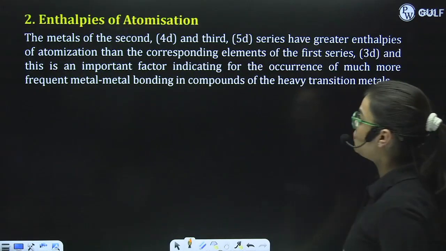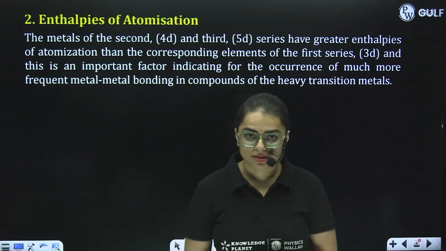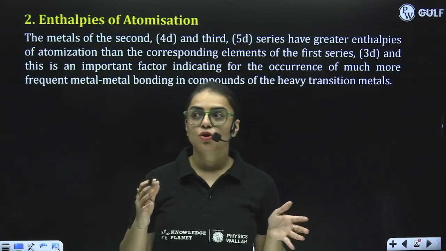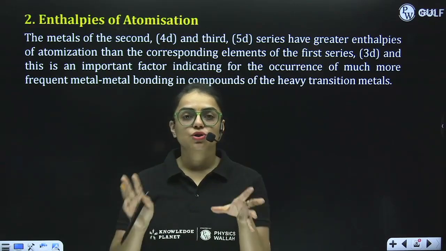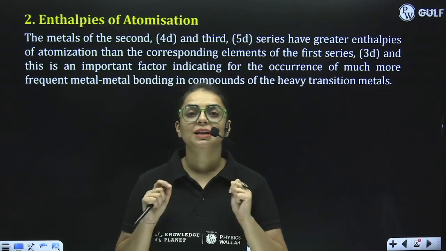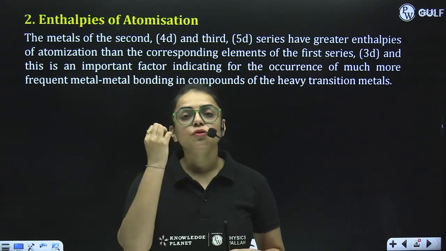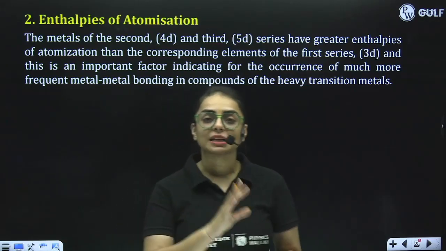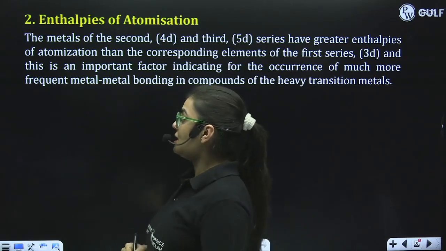Okay, let's see the next part now. Now comes enthalpy of atomization. What is enthalpy of atomization? We very well know that all the elements, due to the presence of unpaired electrons, will participate in metallic bonding. Consider a structure in which each and every atom shows metallic bonding with the others. The amount of energy, the heat required to break the metallic bond between two atoms, is the enthalpy of atomization.